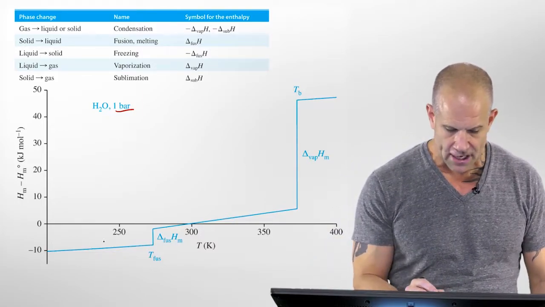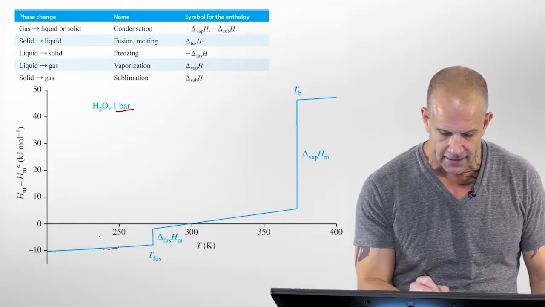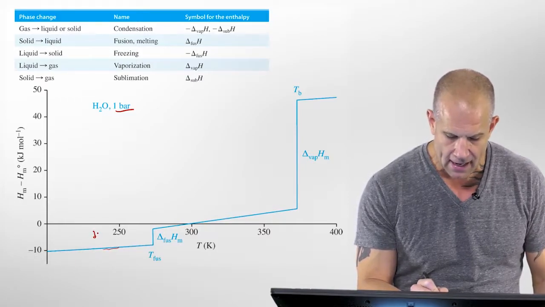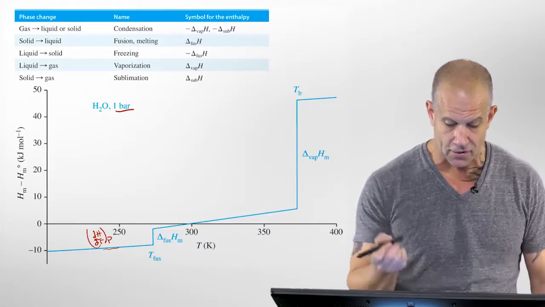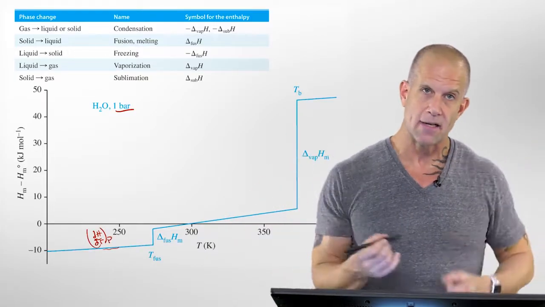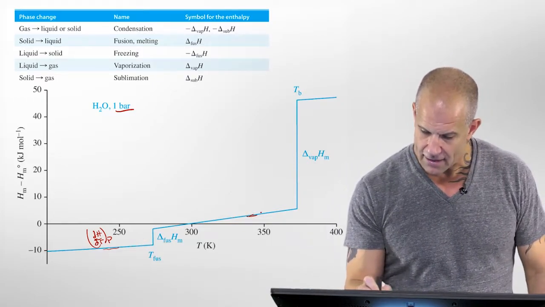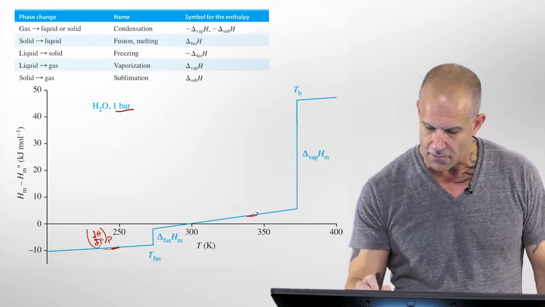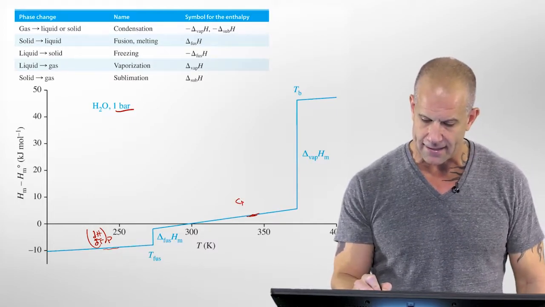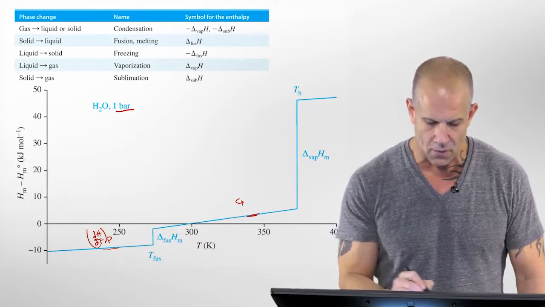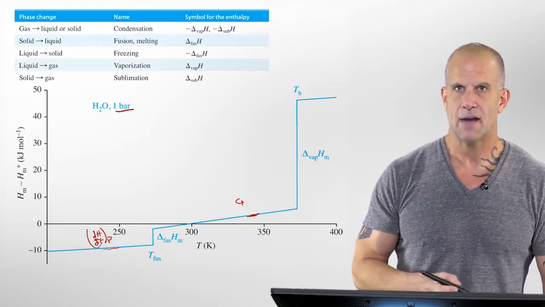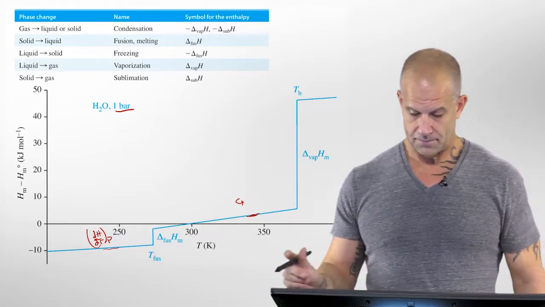So we're looking at the change. The slope of this is the change in enthalpy with temperature at constant pressure, or the change in heat with temperature at constant pressure. And so you can just tell this has a shallower slope than this one, and it's because the heat capacity at constant pressure of liquid water is higher than that of solid ice.